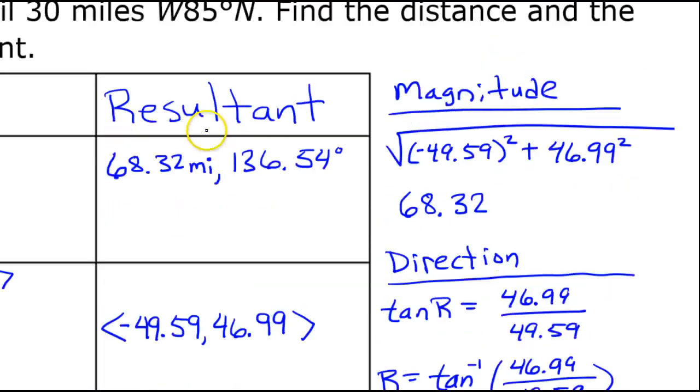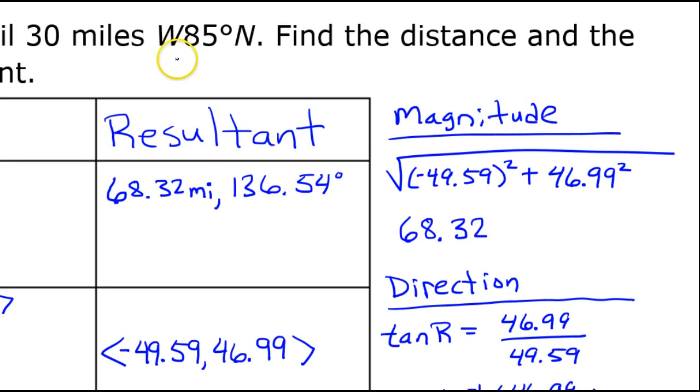The reason why is just the way that they gave us the direction in the original problem. There are many ways to give direction. Now on the chart here we converted over to an angle measured from the positive x-axis. But that's not how they gave us the directions in the original problem. They gave us things like west 85 degrees north. So we need to convert this back into the same type of direction that they used in the original problem.